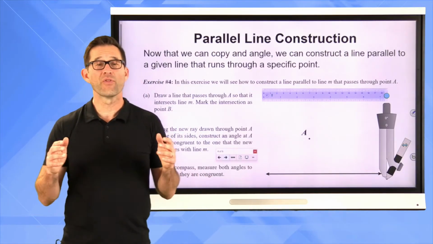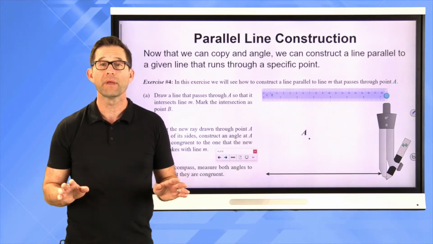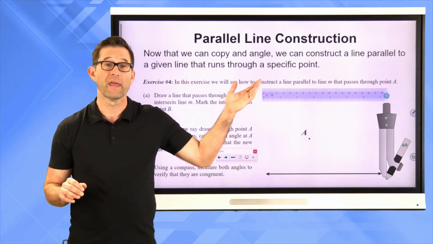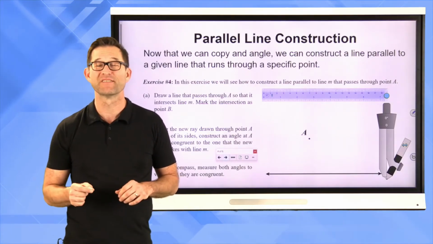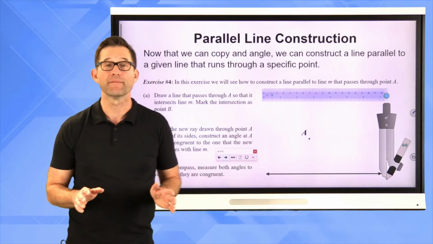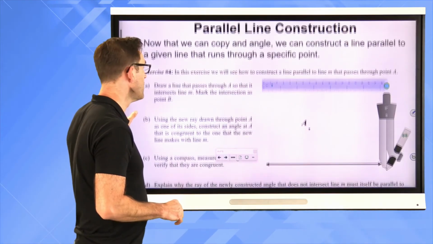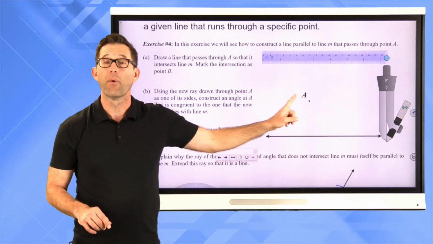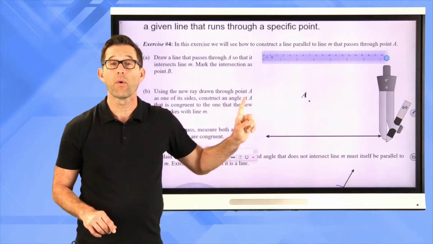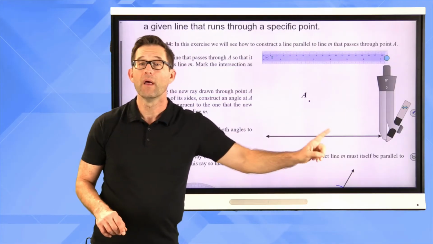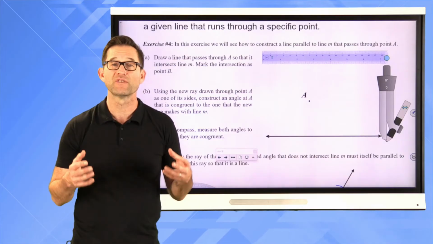Now, the rest of this lesson we're going to spend on creating parallel lines. Now that we can copy an angle, we can construct a line parallel to a given line that runs through a specific point, right? Now remember, we had this thing back in Unit 1 called the parallel line postulate, which said that if I had a line and a point not on the line, there is one and only one line that will pass through this point that will be parallel to that line. So that's what we're trying to construct right now, that particular line.